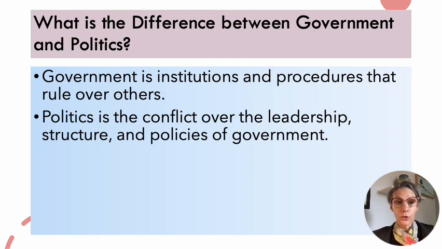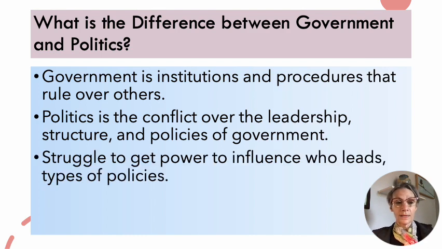The governmental institutions rule. Your textbook defines politics as the conflict over the leadership, structure, and policies of government. In other words, politics is the struggle to get power to influence who's leading us and the different types of policies that are going to be put in place. We have these institutions, the legislature, the executive branch, the judiciary, but who serves in those is a product of politics. If you have a political party that is super popular, that people really identify with their values, then they're going to join that party, and they're going to fight hard to elect people from that party.